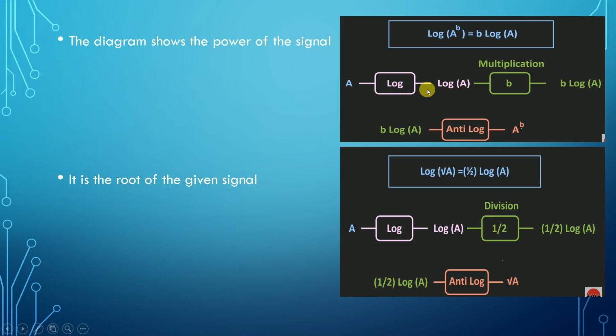That is, the applied signal is A, it becomes log A, then B is multiplied to log A, we get B log A, which is log A power B. Now again the reverse, anti-log is applied, and we get A power B. The same way applies for the root of the given signal.